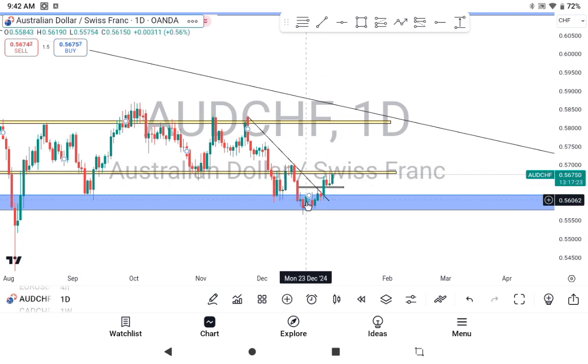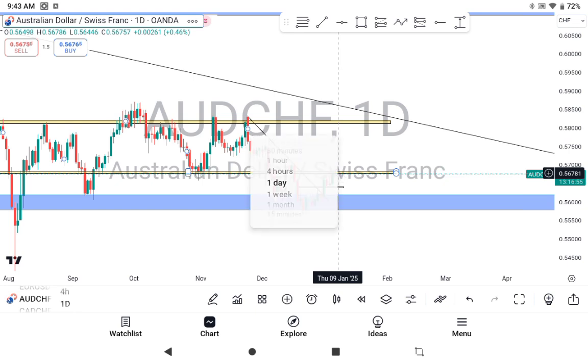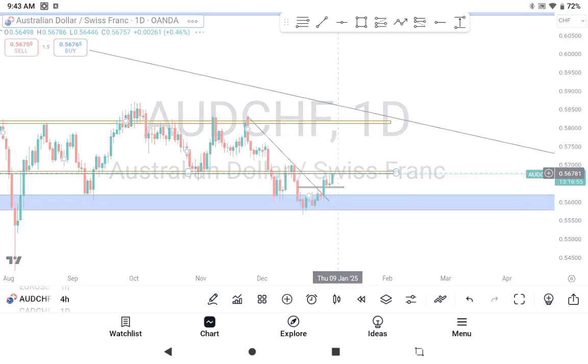But what we need to see is price break this yellow minor level right here and close above it. Then price will continue coming to this yellow bar of resistance right here. This is what we need to see. Once that is done, we can start looking for buying opportunities on the 4-hour time frame. So let's go to the 4-hour time frame to see what is happening there too.